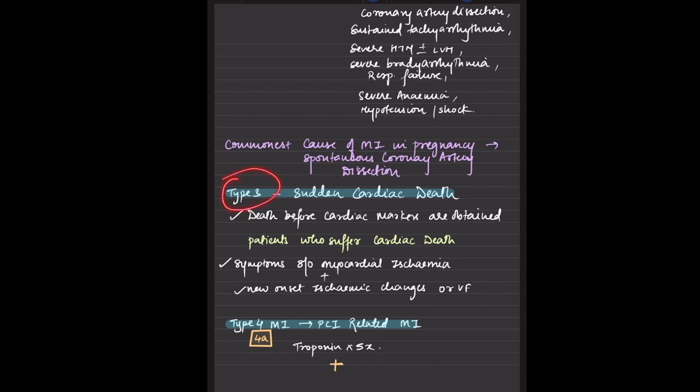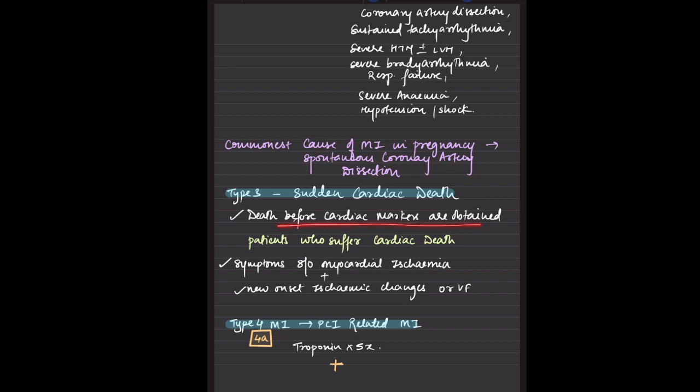Coming to type 3, there is sudden cardiac death. The statement itself explains what it is. That means the patient presents with symptoms, and the cardiac markers are not obtained, right? And there will be death, of course.